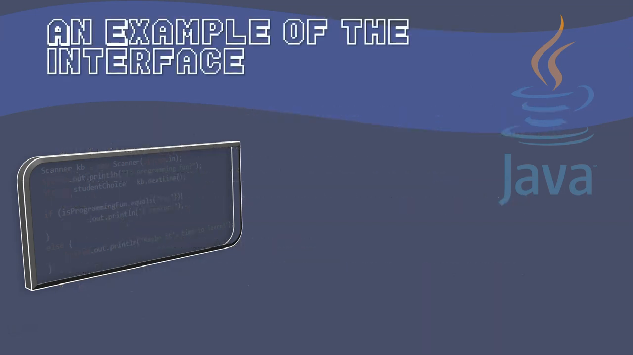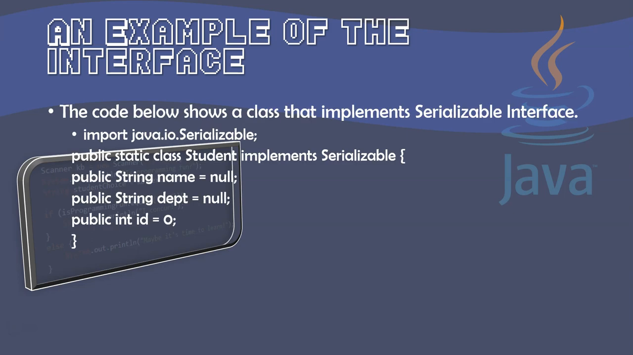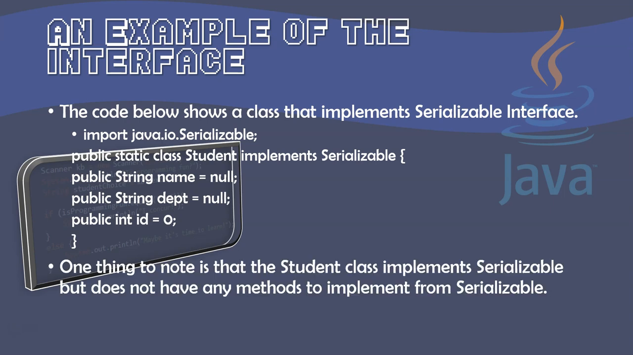So let's look at an example of how we could use the Serializable interface. The code below shows a class that implements the Serializable interface. So I have import java.io.Serializable, public static class Student implements Serializable, public String name = null, public String department = null, public int ID = 0. The one thing to note about this is that the Student class implements Serializable, but does not have any methods to implement from Serializable, because remember, again, this interface doesn't have any defined methods.